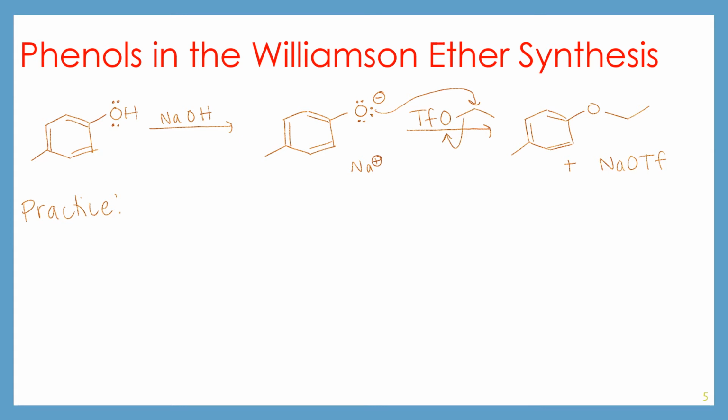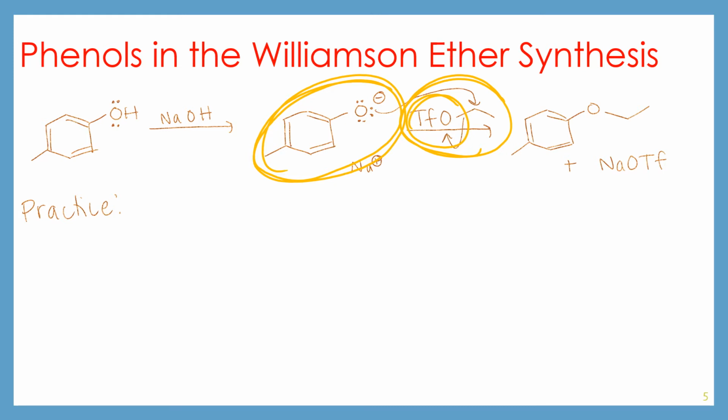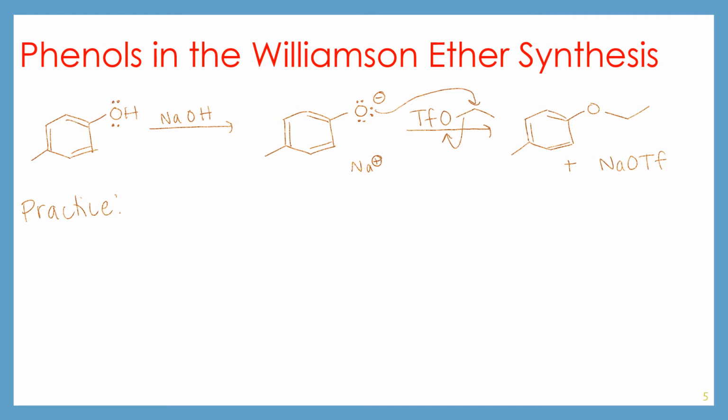So you can take a phenol, which is quite a lot more acidic than an alcohol. In this case, it's p-cresol or 4-methylphenol. And you can deprotonate this with hydroxide. And then you can react your phenoxide with an alkyl group featuring a good leaving group, such as the triflate group, and you can make an asymmetric ether. So this is one situation where using those sulfonyl-based leaving groups can be really useful.